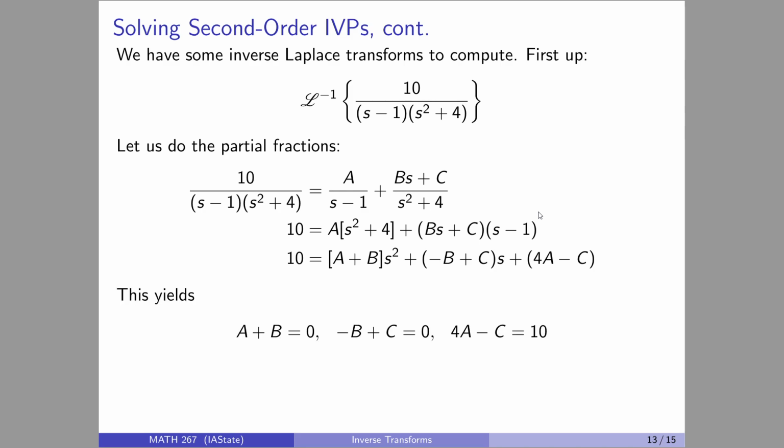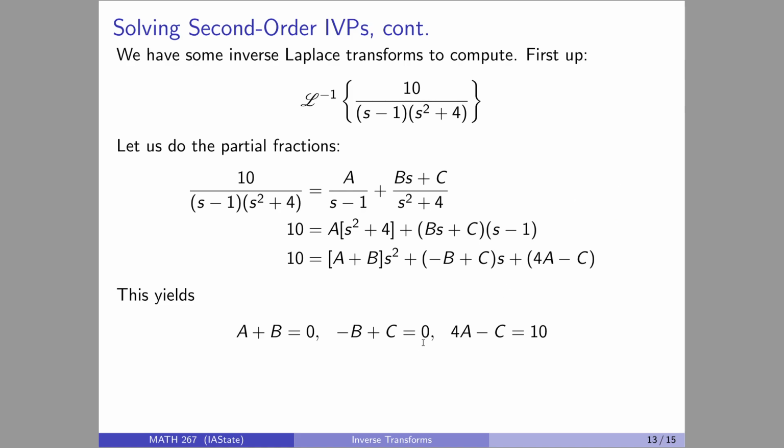So I have to have that a plus b is 0. There are no s squared terms on the left. Negative b plus c has to be 0. There are no s terms on the left. And the constant term, 4a minus c, needs to equal 10. Okay. Now we've got a nice linear system.